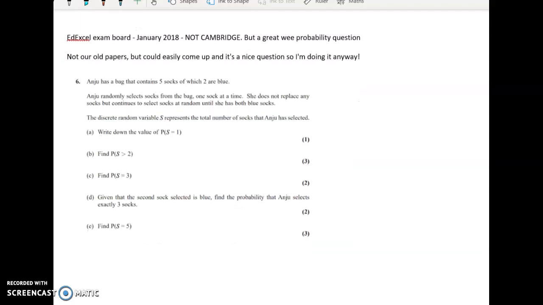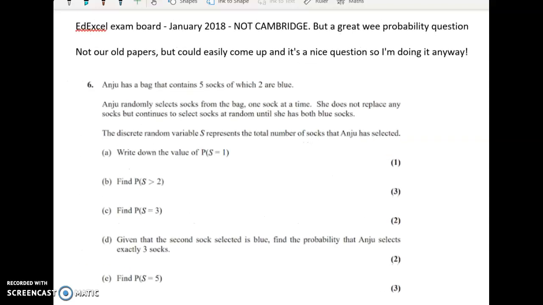So it's all about socks. Anju has got a bag of socks, and it's got 5 socks in it, and there are 2 blue socks. I'm going to read through the problem first, and then I want us to have a think about the best way to do this question quite slowly.